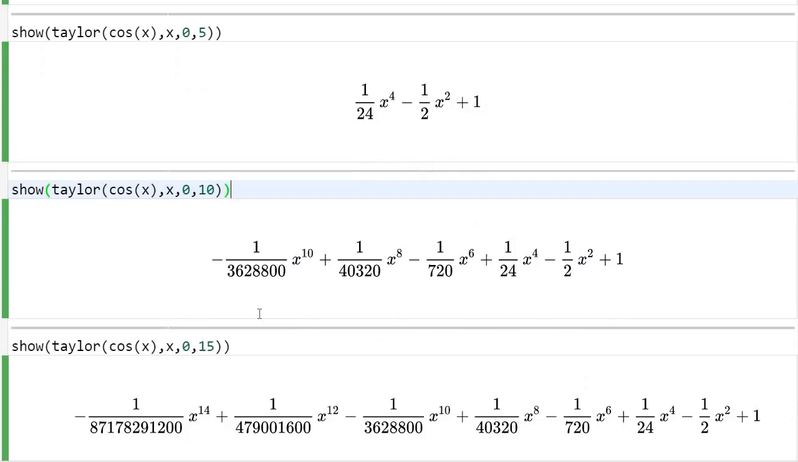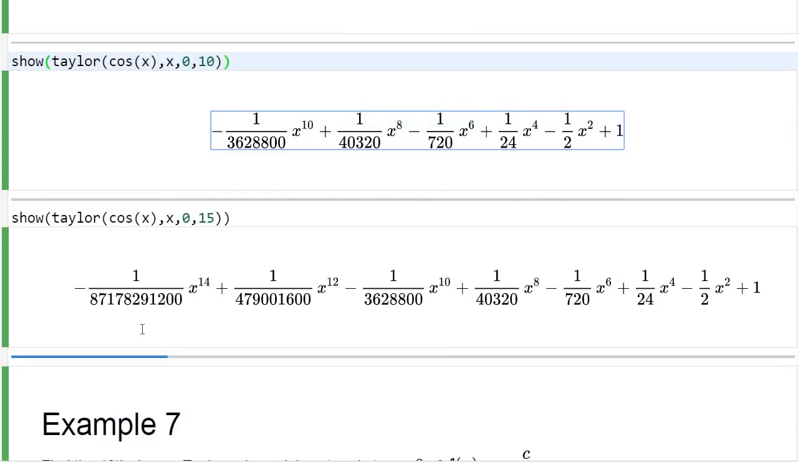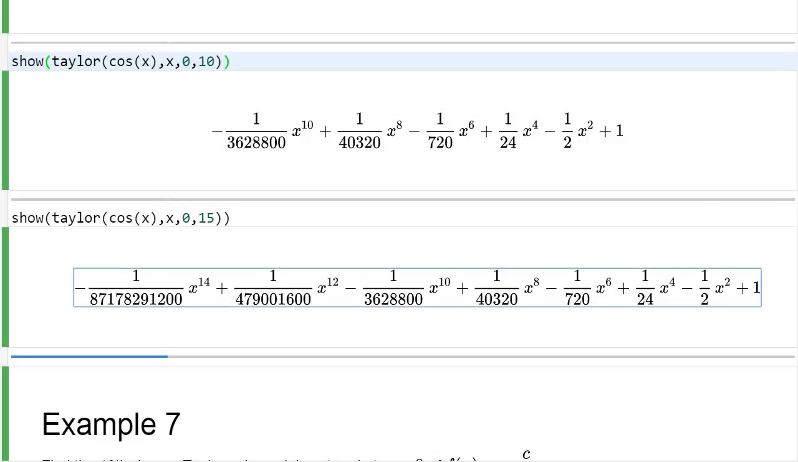Here's the 10th degree, and notice that this 4th degree polynomial is right here at the beginning of the 10th degree. These higher degrees are just adding extra terms. It doesn't change anything at the bottom. So these first 3 terms are still there, and then you're just adding higher powers. Here's the degree 15. Well, this is degree 14, of course, because the x to the 15th has coefficient 0, so that doesn't actually show up.